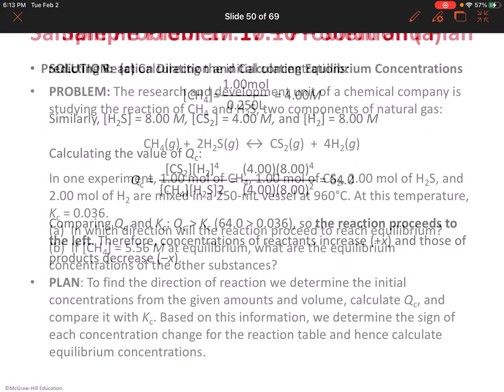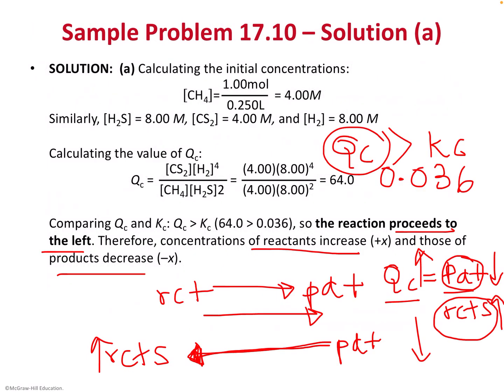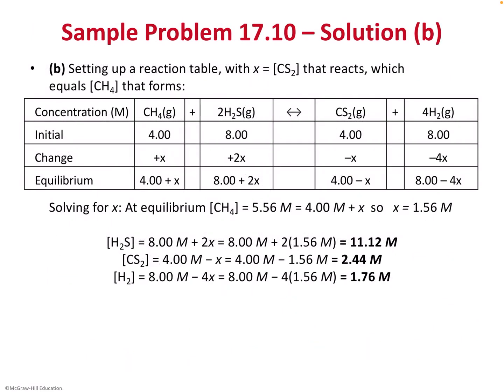Now, in the same question, there was another part. If methane is 5.56 molar at equilibrium, what are the equilibrium concentrations of the other substances? Now, let's say it reaches the equilibrium. At that equilibrium, methane concentration is 5.56. What are the equilibrium concentrations of the other substances? Remember, now we are going to construct the ICE table, and during the construction of the ICE table, we want to make sure which direction the reaction is moving.